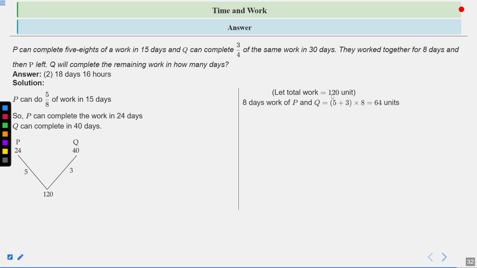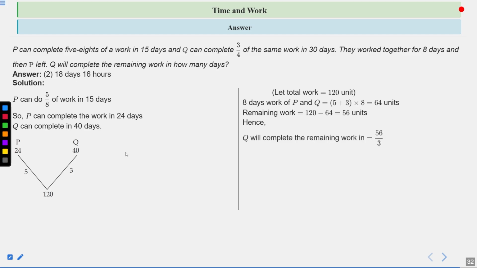So let the total work be 120 units. The 8 days of work of P and Q combined will become, because we know the combined efficiency of P and Q is 5 plus 3, which is 8 units. So 8 into 8, we get 64 units. 64 units of work are done by P and Q in 8 days. So the remaining work will become, 120 units is the total work, subtracting 64 units we get the remaining work, which is 56 units.